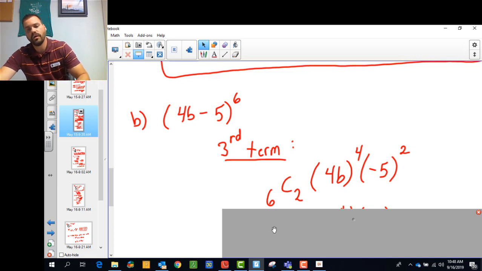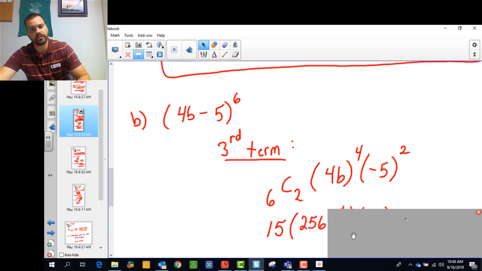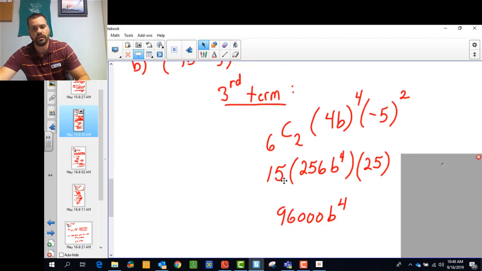So 6 choose 2, if you do it on your calculator, is 15. And then you get 4 to the 4th, which is 256, and then b to the 4th. And then minus 5 squared is 25. Okay, and again, when you're bringing that power in, it's applied to both the 4 and the b. And then you just multiply those three numbers together. So 15 times 25 times 256 gives you 96,000. So that's how you find a particular term.